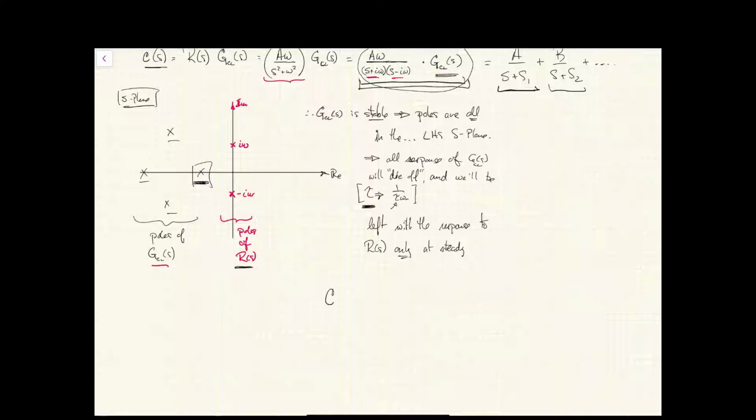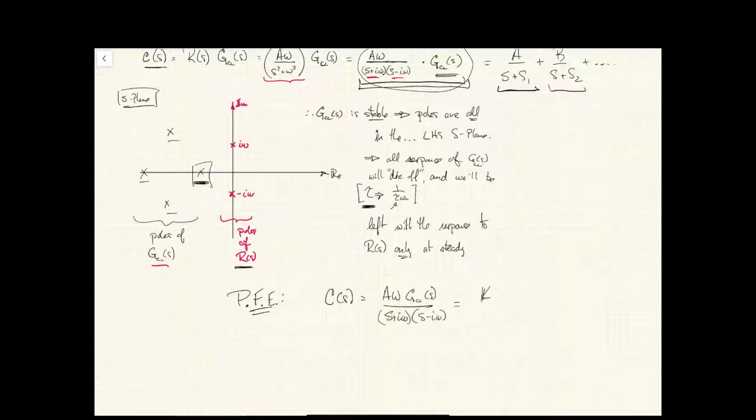So rewriting that, I'm saying that C of S is equal to A omega G closed loop of S over (S plus i omega)(S minus i omega), writing that into partial fraction expansion.